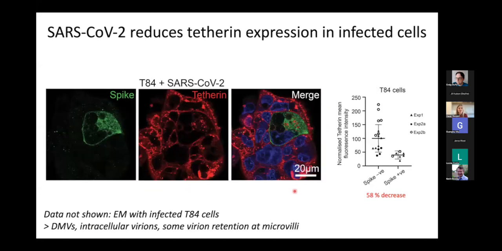Finally, we also looked at T84 cells. This is a colonic adenocarcinoma cell line, but it has quite a lot of microvilli, which we want to look at as it's a good epithelial example. And again, we saw that the infected cells themselves tended to have low levels of Tetherin expression, which was much higher in the neighboring adjacent cell lines. And we saw some viruses being held back at the microvilli.